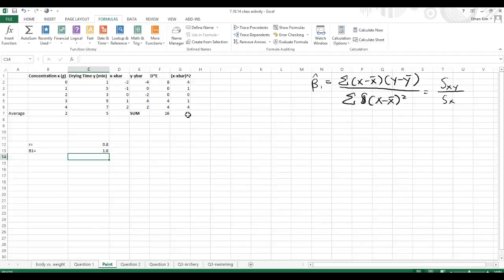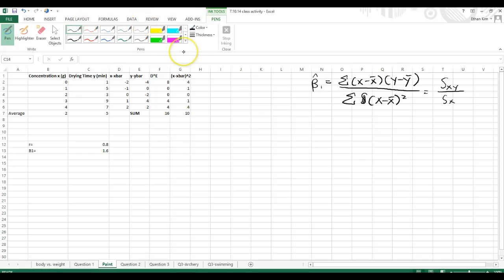And next we have to do the intercept, right? So let's go ahead and do that. Intercept is just making this function equal to 0. So pen, let's go back to pen. You just write that down again, and 0 equals y bar minus b1 hat x bar.